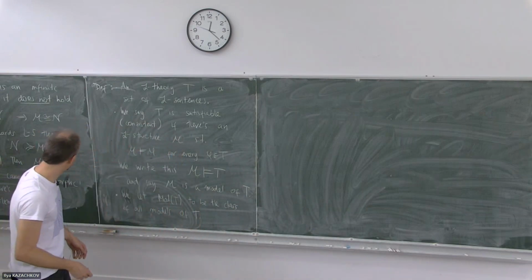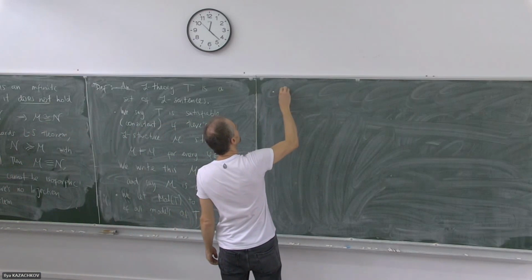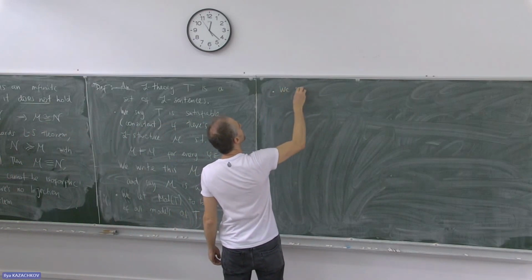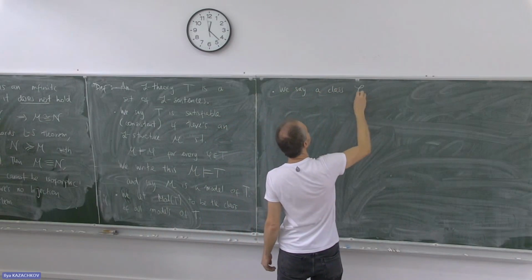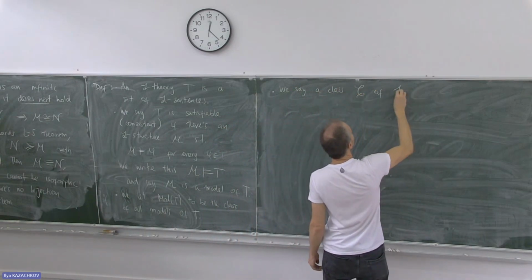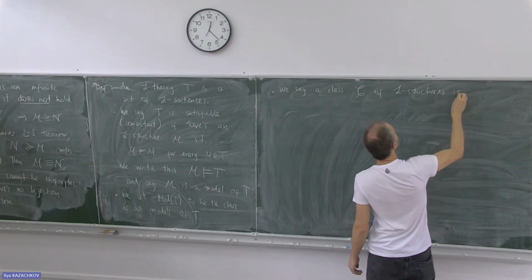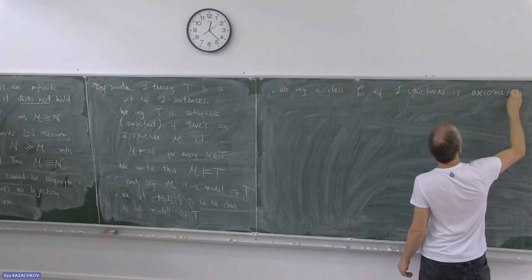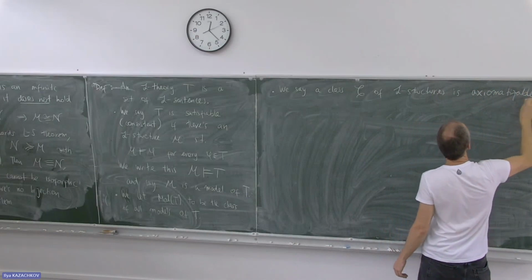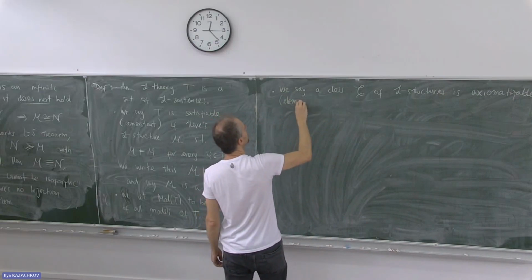Okay. Final definition, I guess. Given a class C of L-structures, we say the class is axiomatizable. Sometimes in the literature, this is also called elementary.